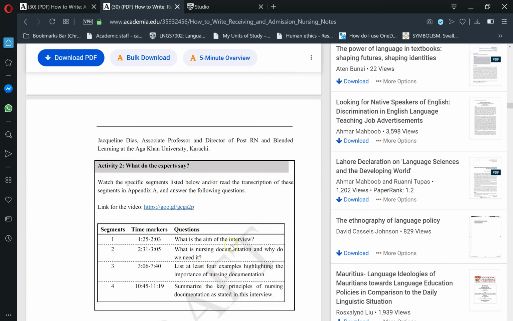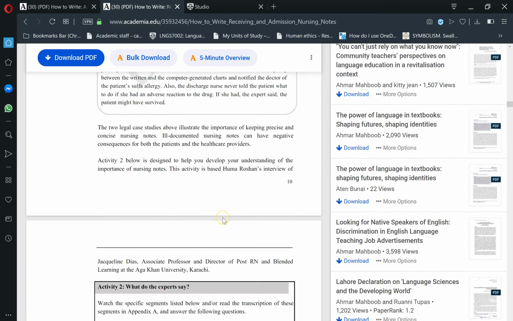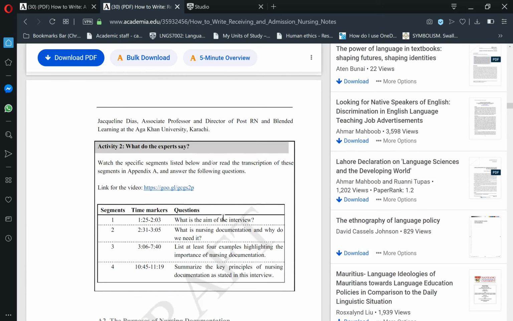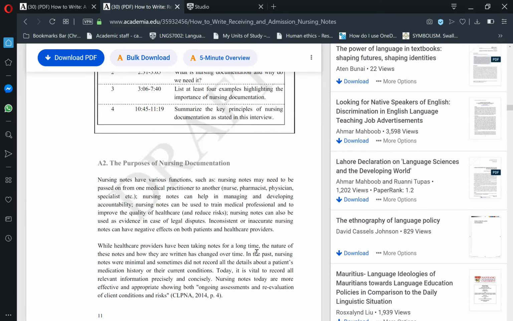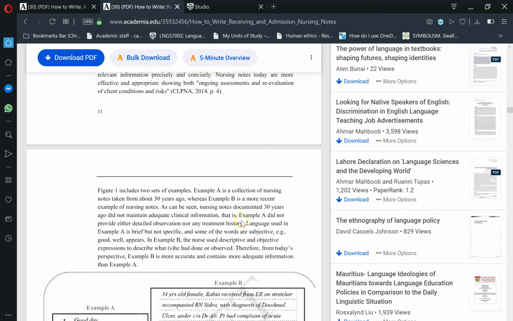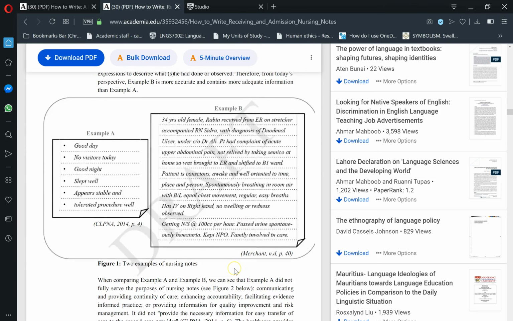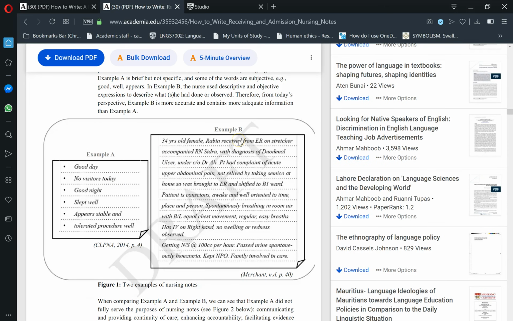And then get the readers to answer the activities on these case studies. Again, so what's the purpose of nursing notes? They provide an example of how nursing notes used to be, example A, and to what they are now. So this is showing students what you shouldn't do on the left and what you should be doing on the right.